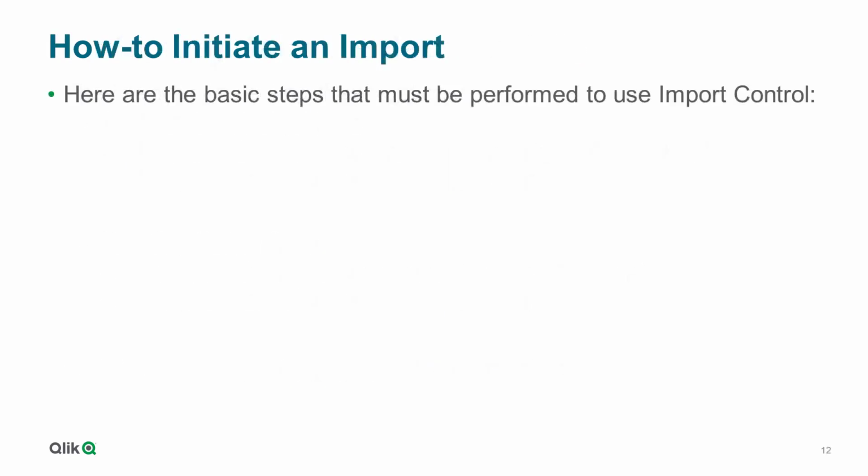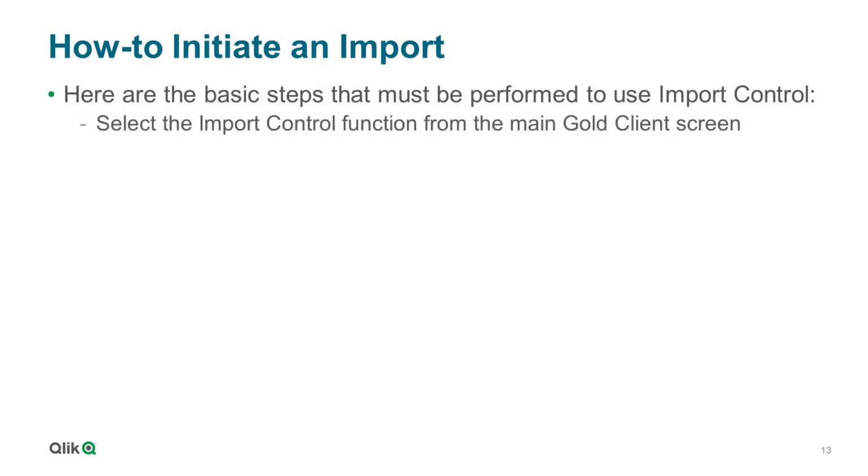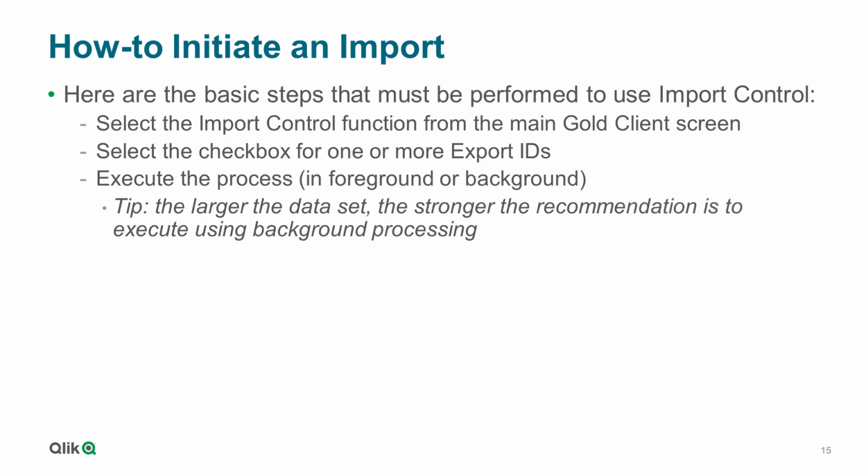There are a few simple steps that need to be performed to use import control. The function must be selected from the main Gold Client screen. The user must select the checkbox next to one or more export IDs. Then, execute the process using either the foreground or background job processing options. The larger the dataset being imported, the more it is recommended to use background processing.